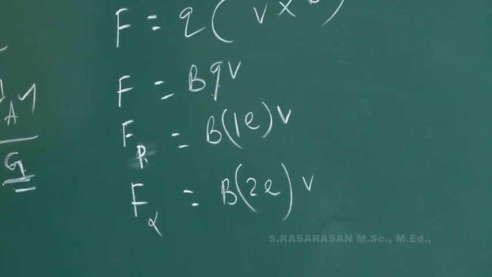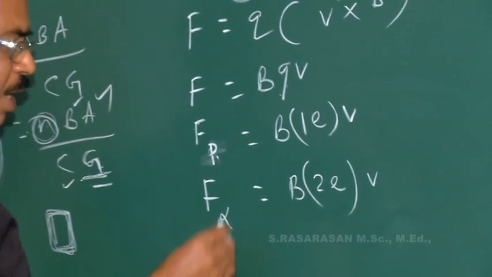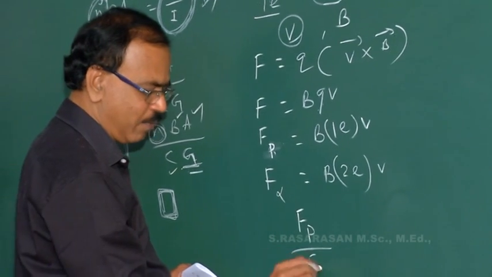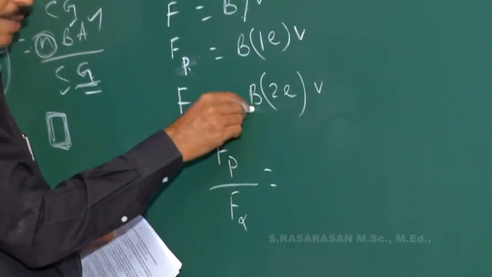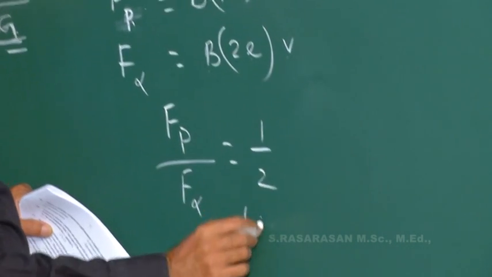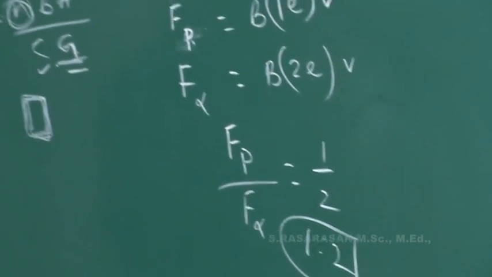So what is the ratio? The ratio of magnetic Lorentz force experienced by the proton and alpha particle. Fp by F alpha is equal to, divide, B cancels, V cancels, e cancels, 1/2, 1:2. That is the answer. That must be the answer. Yes, B is correct, option B.